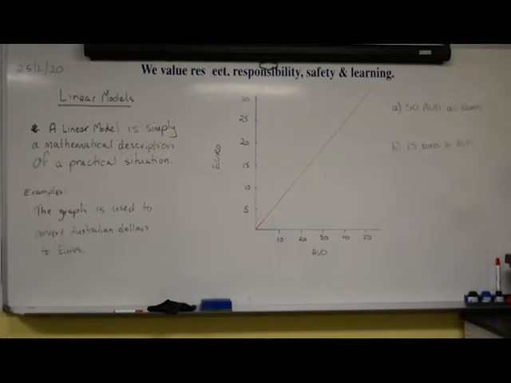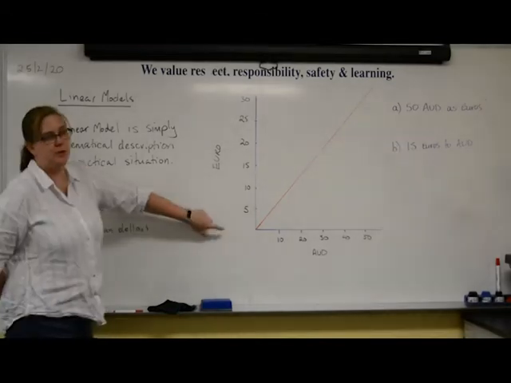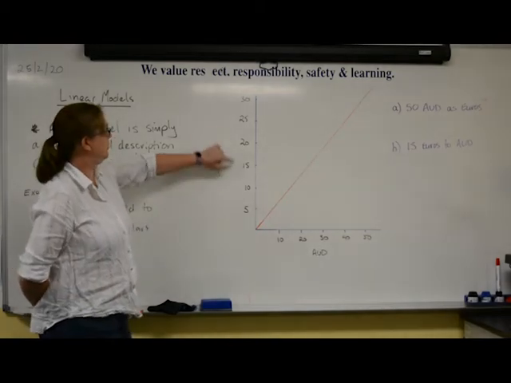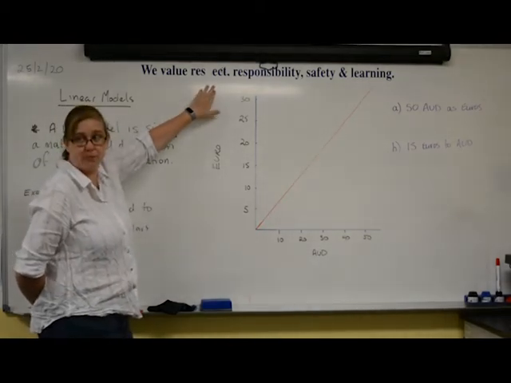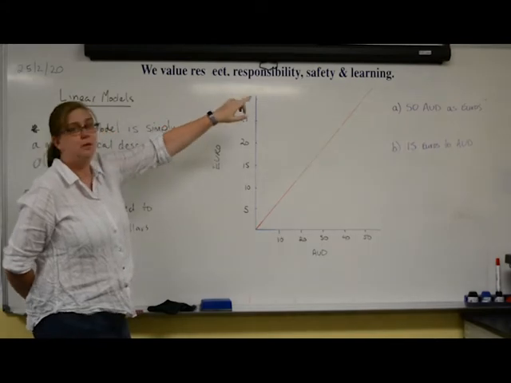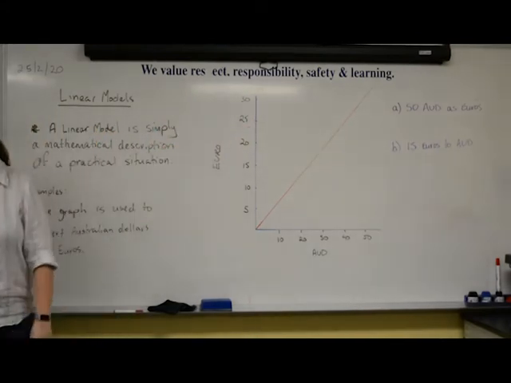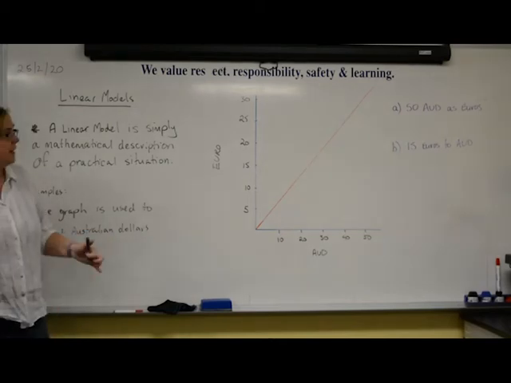So there's also our two questions. We have our graph, the graph used to convert Australian dollars to euros. We have the Australian dollars down the bottom, and euros across the side. First question is to convert 50 Australian dollars, AUD, to euros.